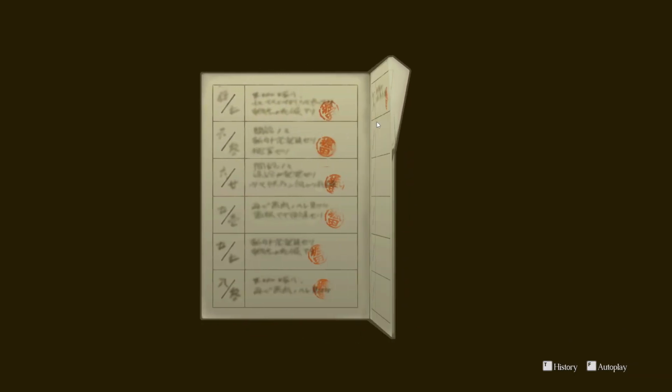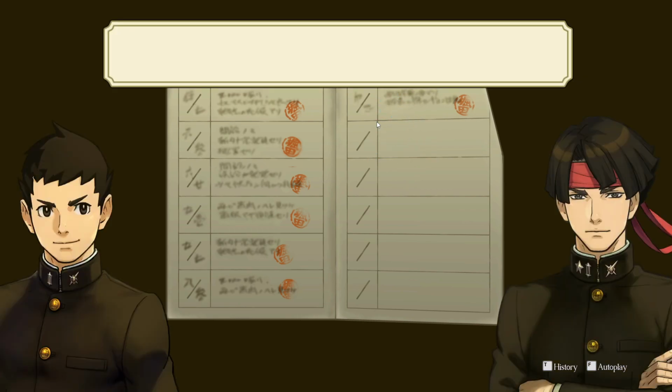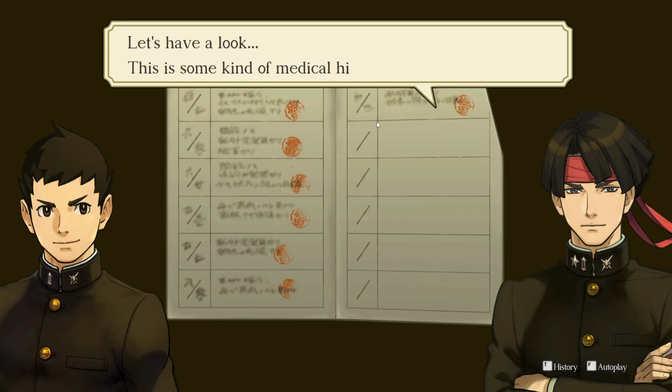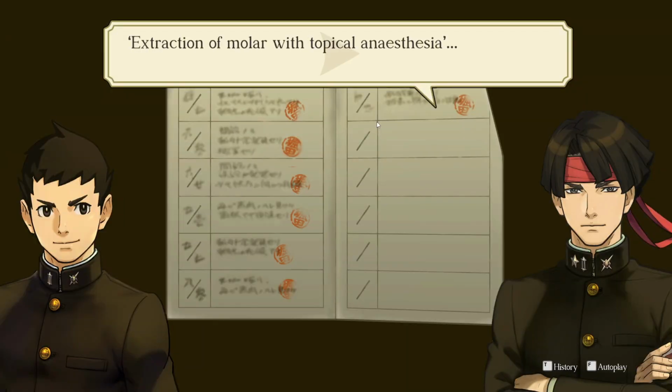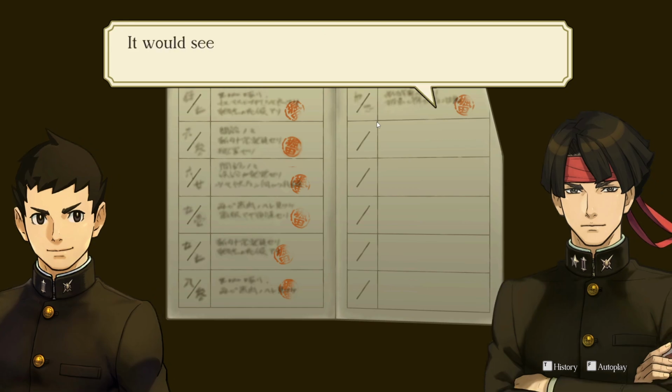Well, I got an achievement for examining this thing thoroughly. Can we open it? We can open it. Let's look at this one, because it's the most recent one. Let's have a look. This is some kind of medical history. Ah, and there's an entry for the day the professor was killed. Extraction of molar with topical anesthesia. Extraction of molar? You mean he had a tooth taken out? It would seem so. Just before this incident, he had a bad tooth removed.